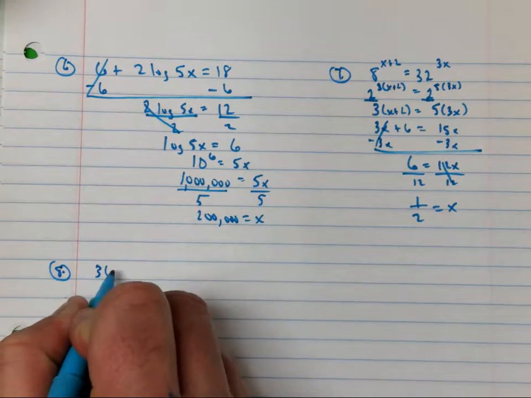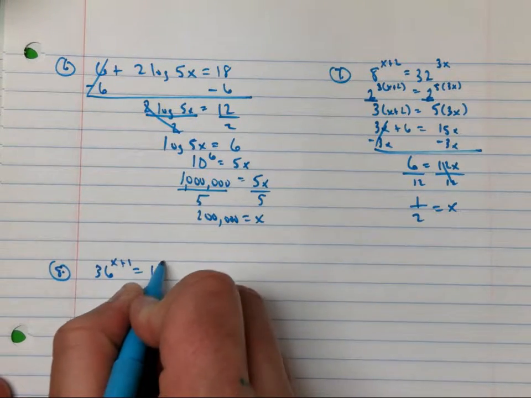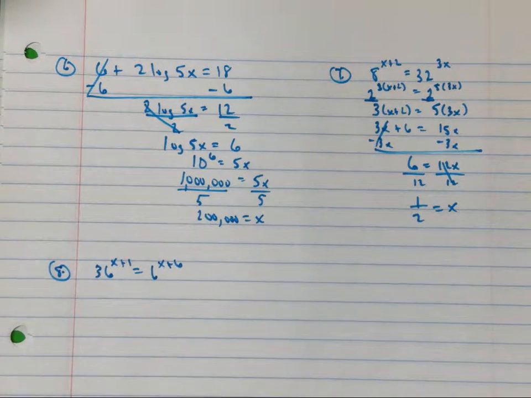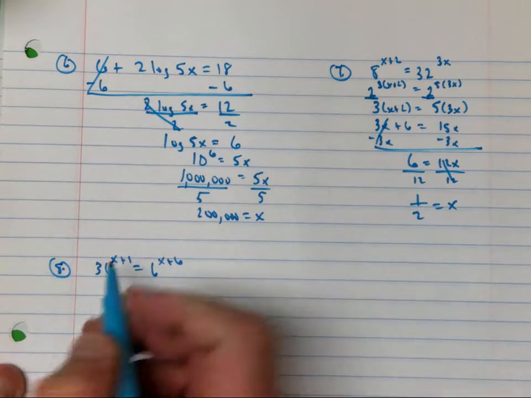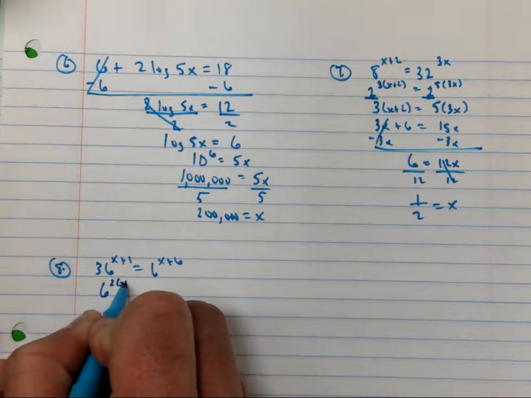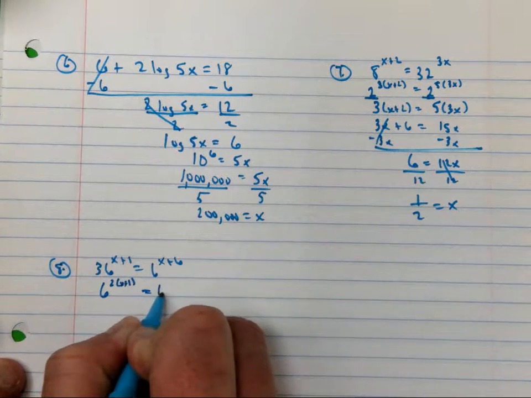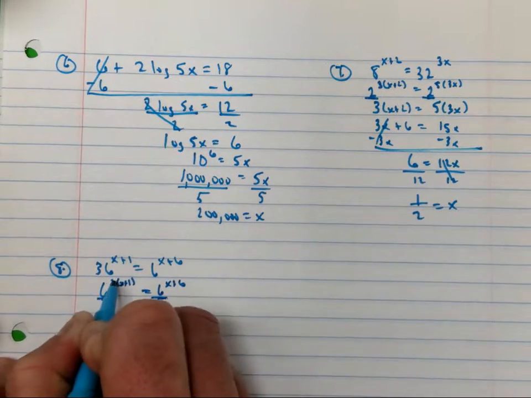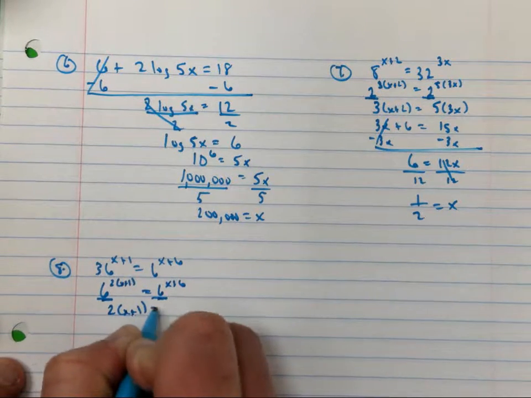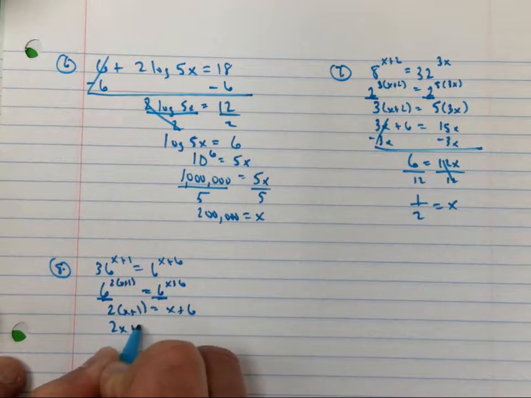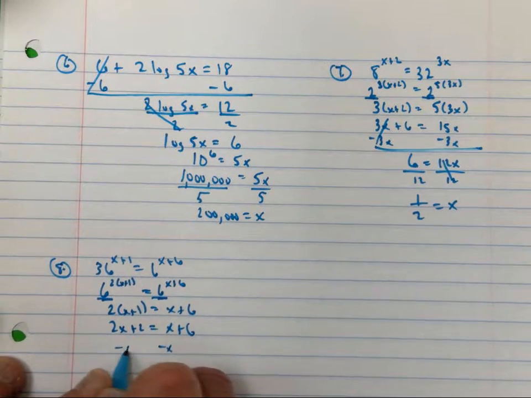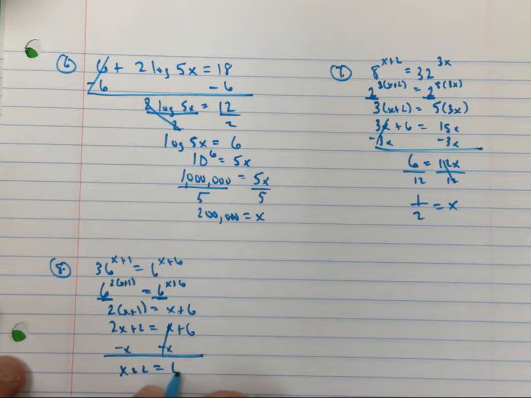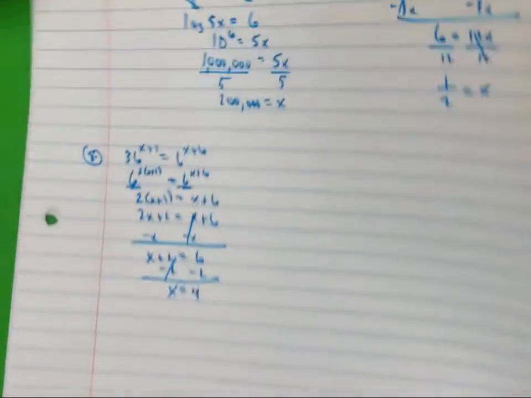Number 8. 36 raised to x plus 1 equals 6 raised to x plus 6. You look at it for a moment. You notice that it's exponential. First line of defense, can you get the base the same? And yes, you can rewrite 36 as 6 squared. So it's 6 to the 2nd. Okay, the bases are the same now. You can bring the exponents down. 2x plus 2 equals x plus 6. X equals 4.